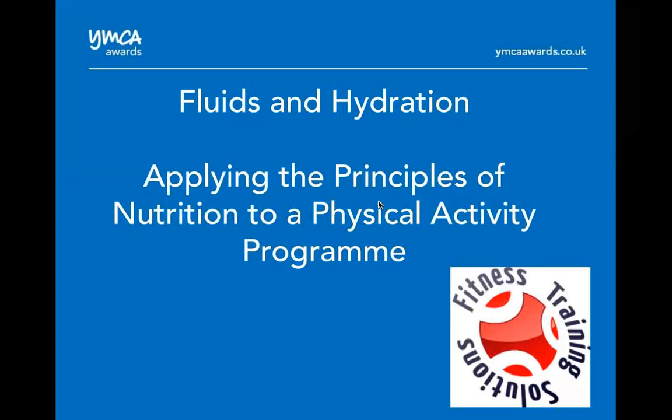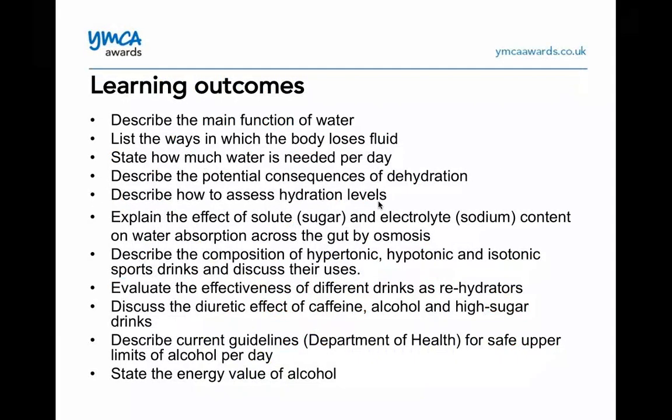Okay, so fluids and hydration. That was our next macronutrient. So we're going to look at the function of water. We're going to look at how the body loses fluid. We're going to state how much water is needed per day. We're going to describe the potential consequences of dehydration, how to assess hydration, and then we're going to look at the effects of solute and electrolyte on absorption across the gut by osmosis. We're going to describe the composition of hypertonic, hypotonic and isotonic sports drinks. And obviously, we're going to look at the energy value of alcohol and the current guidelines from the Department of Health.